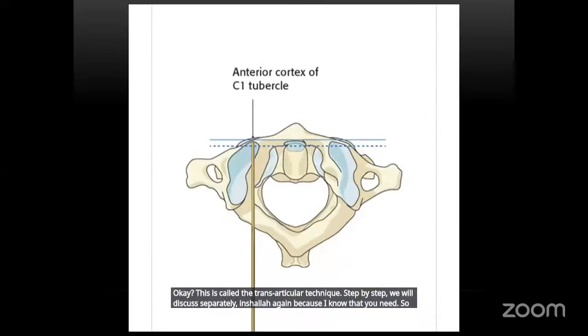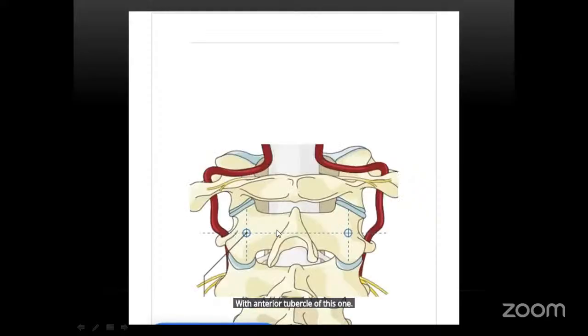So this is the trajectory of this one. Anterior cortex of the C1 tubercle, the entry point will be this one, and then the target will be the anterior tubercle of this one. This is the entry point.